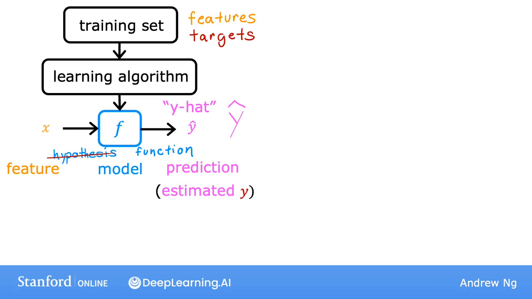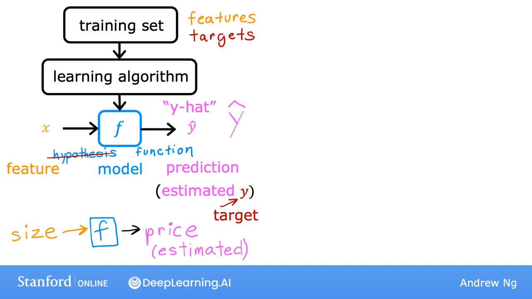When the symbol is just the letter y, then that refers to the target, which is the actual true value in the training set. In contrast, y hat is an estimate. It may or may not be the actual true value. Well, if you're helping your client to sell their house, the true price of the house is unknown until they sell it. So your model f, given the size, outputs a price which is the estimated, that is the prediction, of what the true price will be.